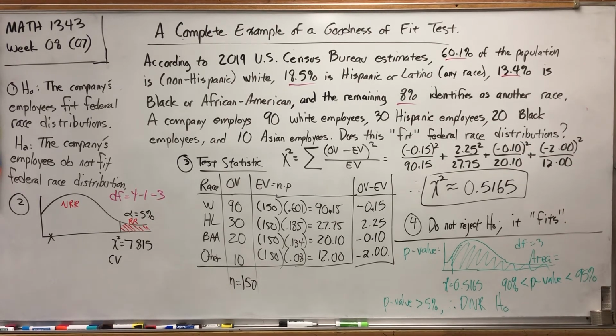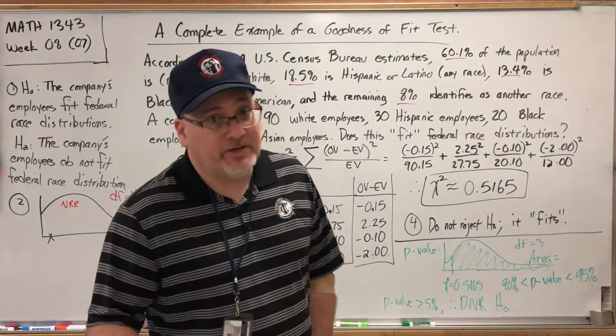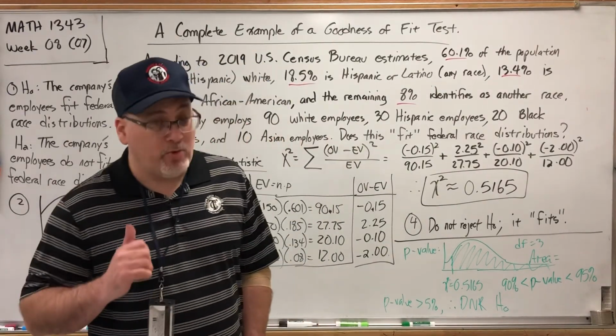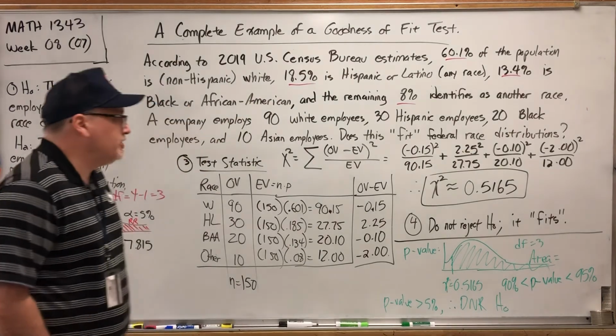I personally prefer the critical value approach, but that's just my own preference. The p-value approach, when you get the p-value, it tells you the probability that your sample would have occurred under the assumption that your null hypothesis was correct.